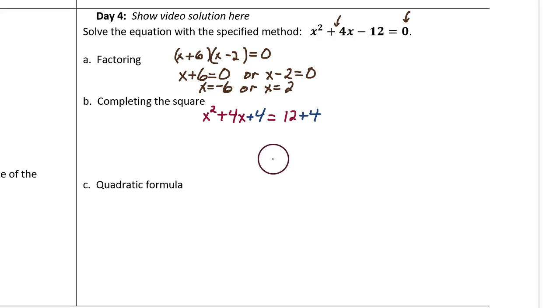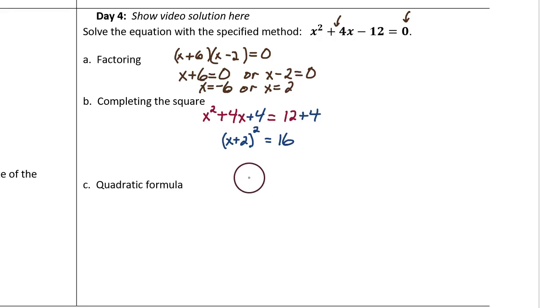The reason this is called completing the square is because we just created a perfect square trinomial, which we can factor. Perfect square trinomials factor with one set of parentheses squared. Inside here it's x plus 2. The square root of x squared is your x. The square root of the 4 is the 2. On the right hand side, 12 plus 4 is 16.